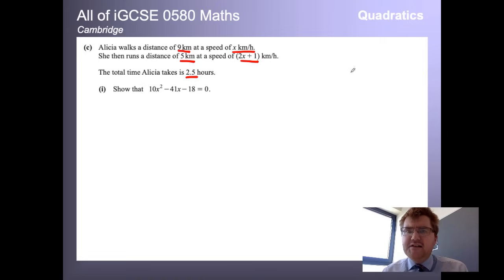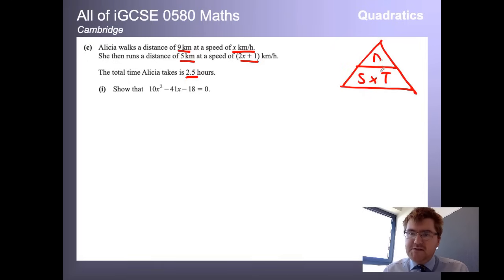Now let's remind us, first of all, what the speed, distance, time triangle is. So this is something that you should be familiar with. So speed is equal to distance over time. And what we want to focus on here is specifically the time, because we want to work out the total time taken. So by using this triangle, we can see that time is equal to distance over speed.